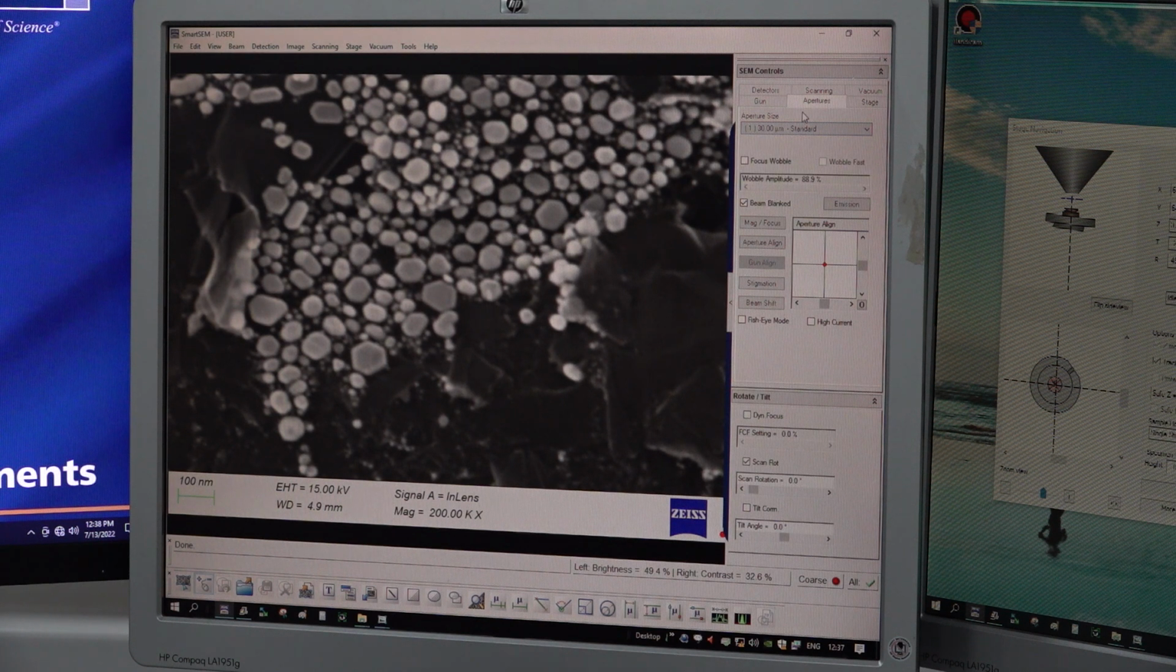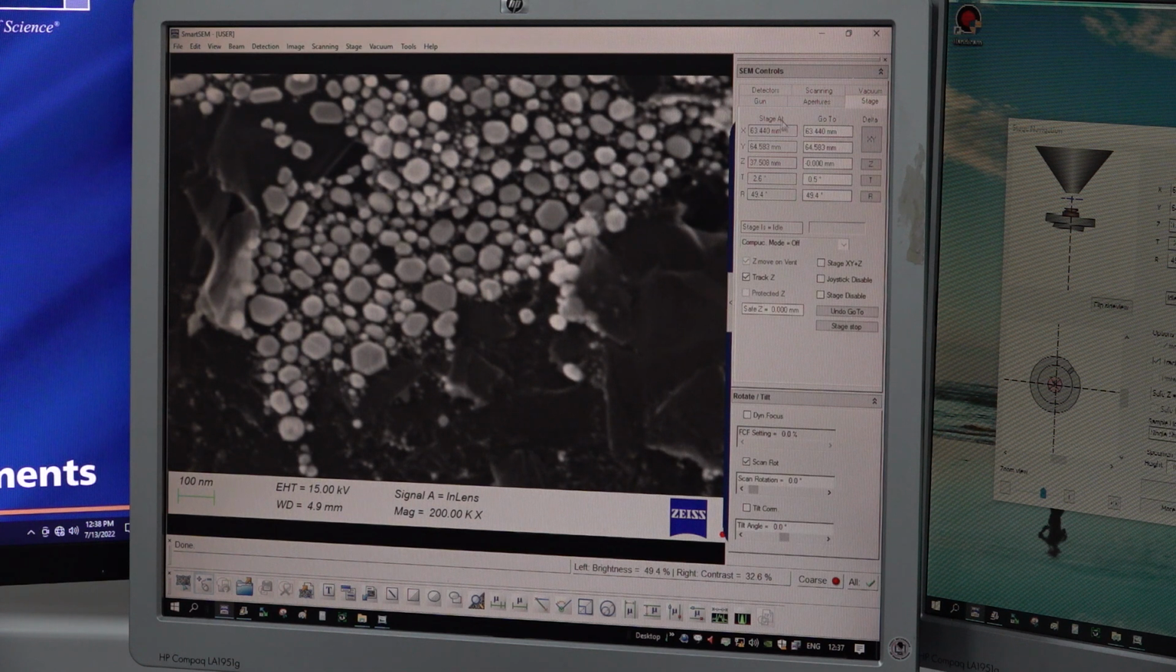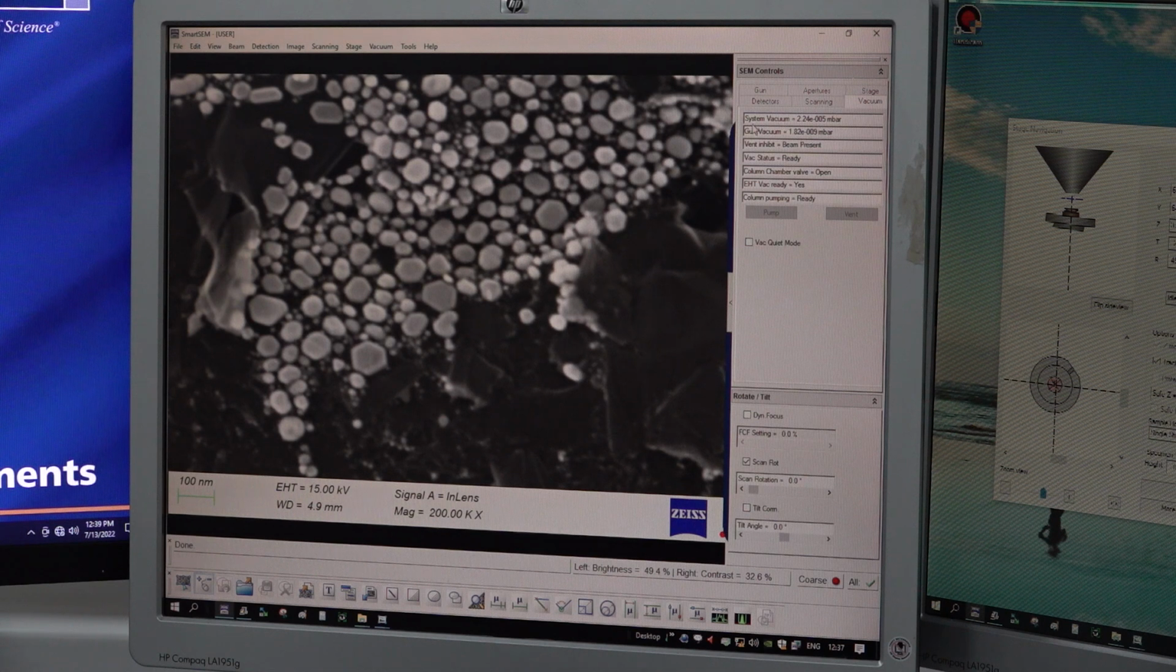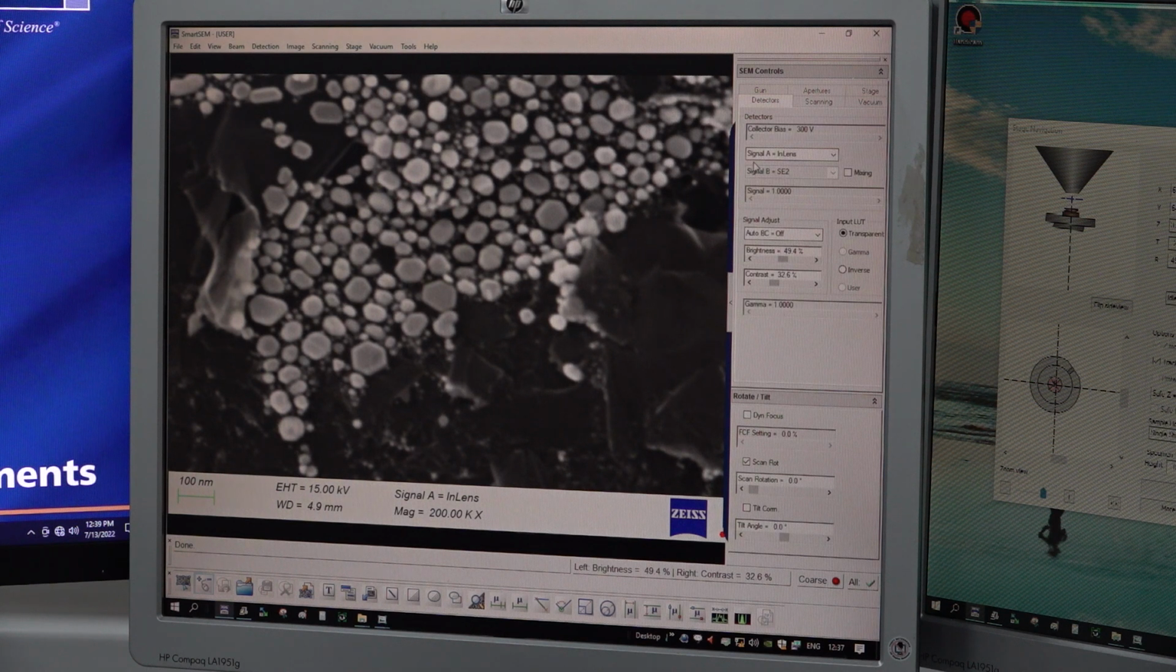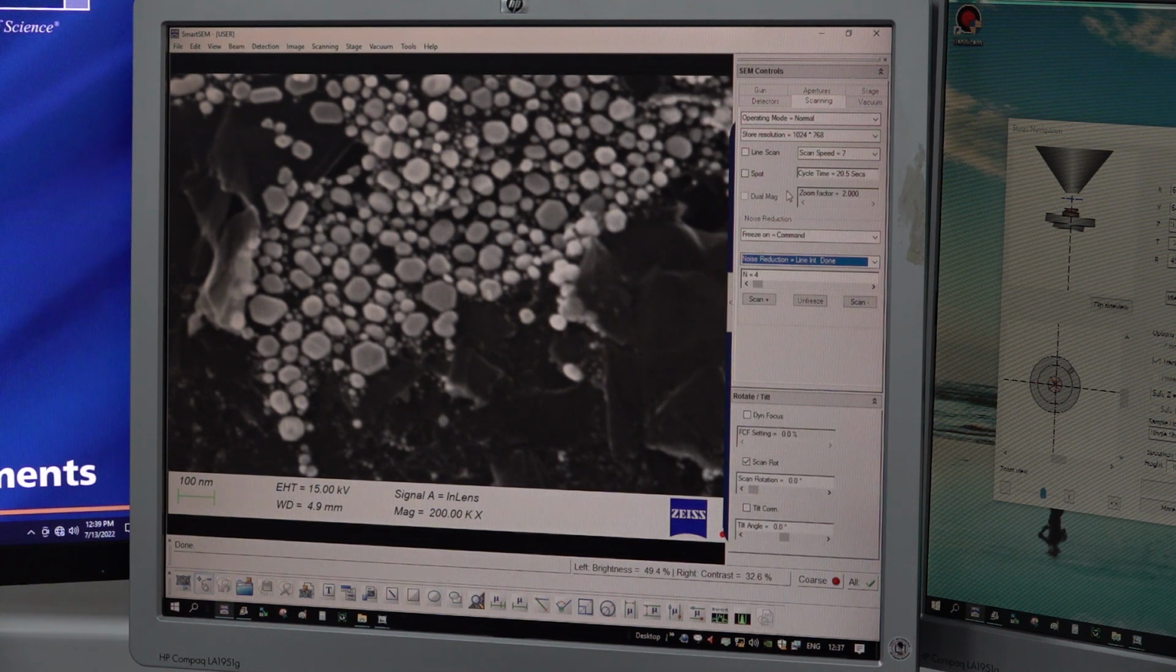These apertures are used for different purposes. Then I have stage values. I can see where my stage is currently. Then the vacuum level. What is the value of system vacuum? What is the value of gun vacuum? Which detector am I using right now? Right now I am using the in-lens detector. And then how quickly or slowly we are saving the image.